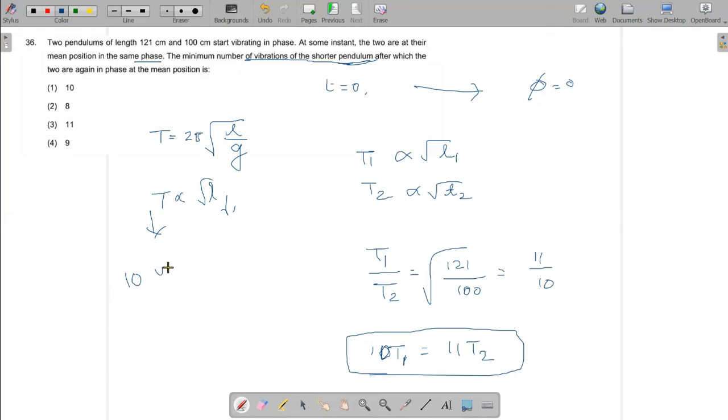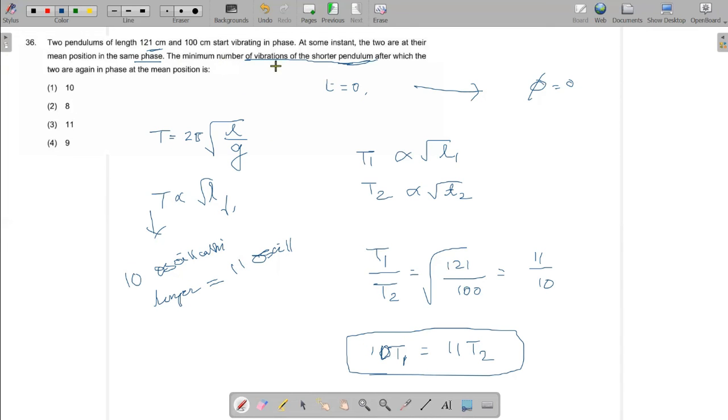Let us use the word oscillation for vibration. 10 oscillations of the longer pendulum will be equal to 11 oscillations of the shorter pendulum. That's it, done. What does it mean? 10 oscillations of the longer pendulum T1 will be equal to 11 oscillations of the shorter pendulum.